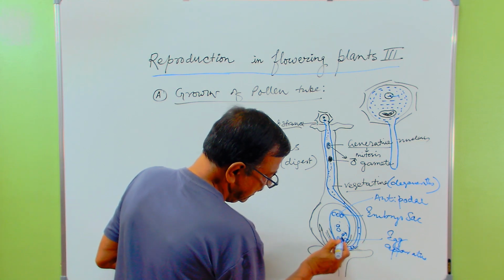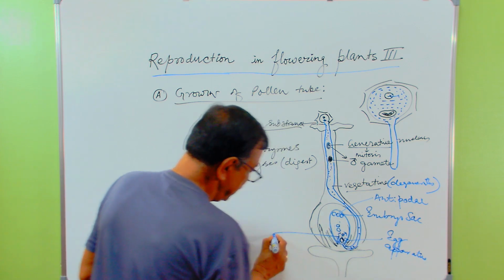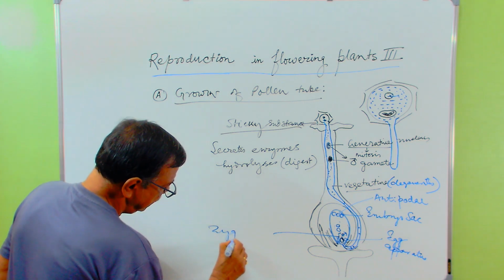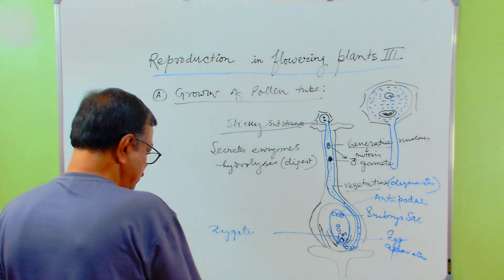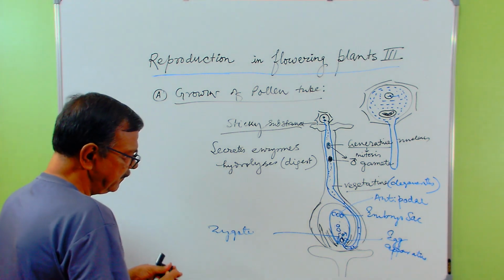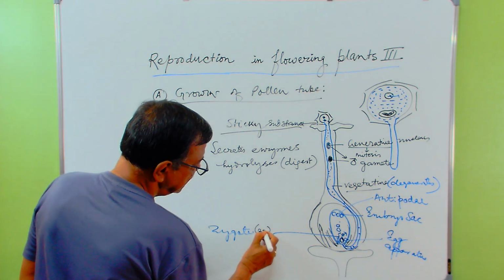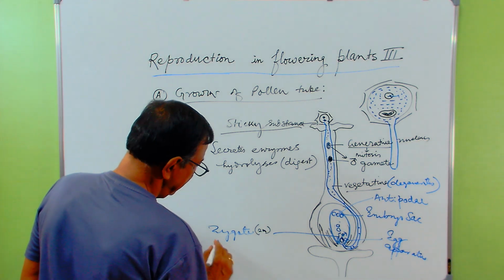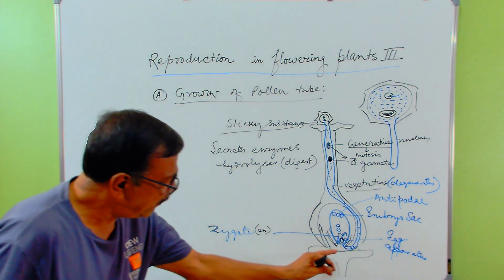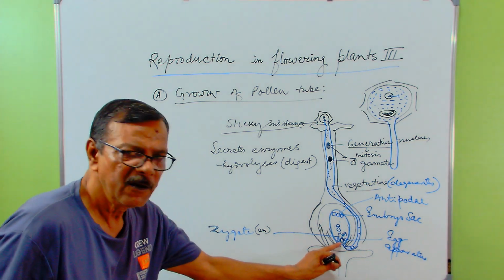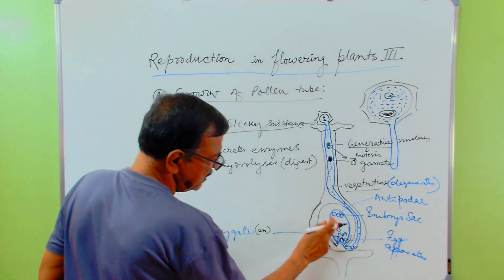So there is N and N, 2N. A 2N zygote is produced. Clear? This zygote is the future seed. So one male gamete fuses with this ovum, N and N, 2N, and here what happens?